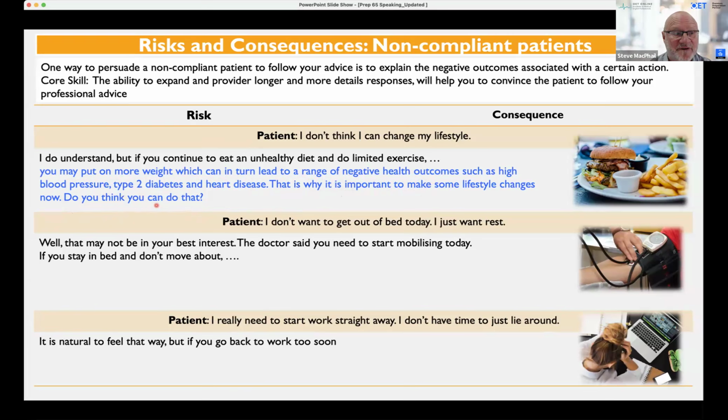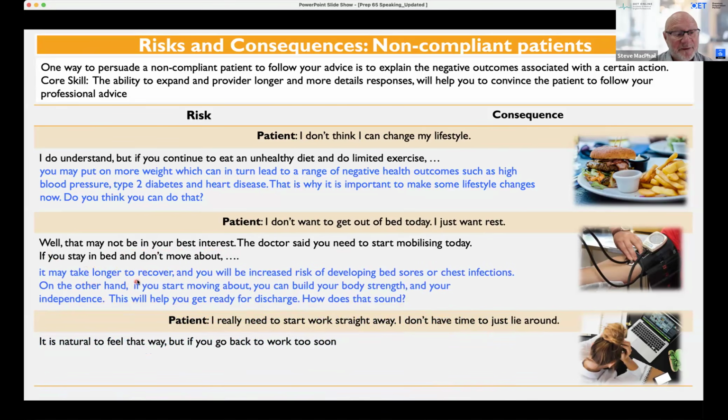So that's very useful. Patient: "I don't want to get out of bed today. I just want to rest." "Well, that may not be in your best interest. The doctor said you need to start mobilizing today. If you stay in bed and don't move about, it may take longer to recover, and you'll be at increased risk of developing bed sores and chest infections. On the other hand, if you start moving about, you can build your body strength and your independence. This will help you get ready for discharge. How does that sound?"